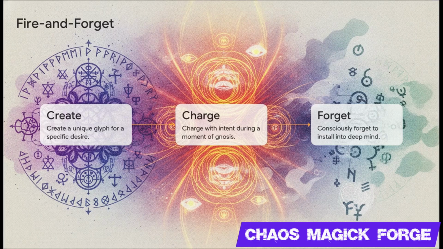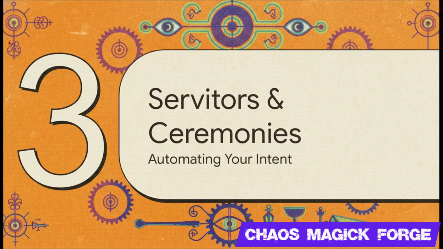But step 3, well, what's really interesting about this slide is step 3. You actually have to consciously forget the sigil you just made. It's totally counterintuitive. By completely distracting yourself and forgetting what the symbol even means, you allow it to sink cleanly into the subconscious. And once it's there, the subconscious takes over the heavy lifting, subtly manipulating probability to make your desire a reality.